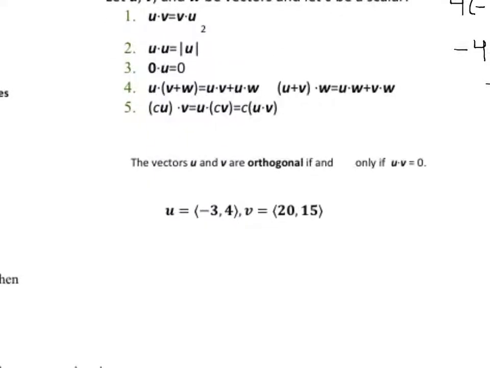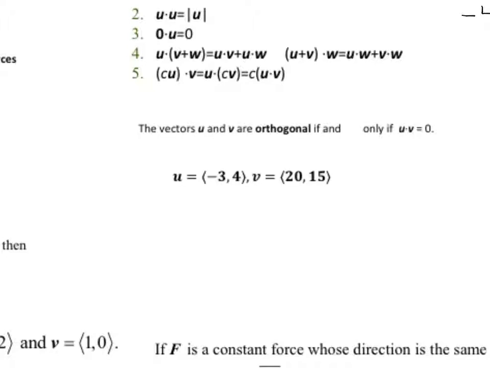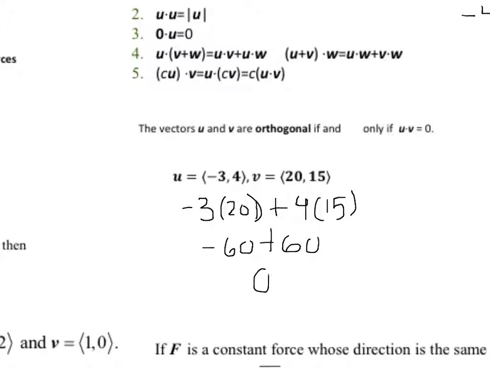Here it says the vectors u and v are orthogonal if and only if the dot product is 0. So let's find that. The dot product of u and v: negative 3 times 20 plus 4 times 15, negative 60 plus 60 is 0. So yes, they are orthogonal.